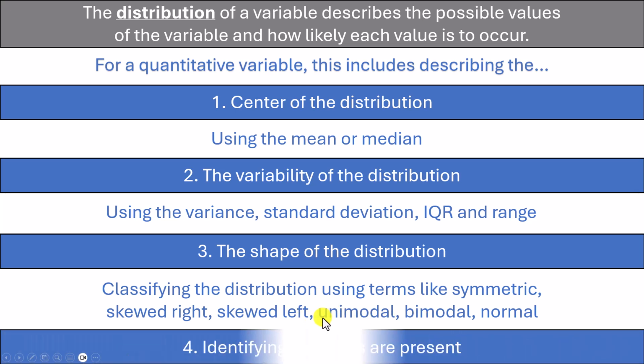Finally, we should identify any outliers if they are present. An outlier is just a value that's quite a bit different from the rest. So typically that's going to mean a value that's quite a bit larger or quite a bit smaller than the other numbers in the dataset. We discussed the mean and median elsewhere, and outliers are relatively self-explanatory. So before we introduce the boxplot, let's talk a little bit more about the variability of a distribution as well as the shape of a distribution.